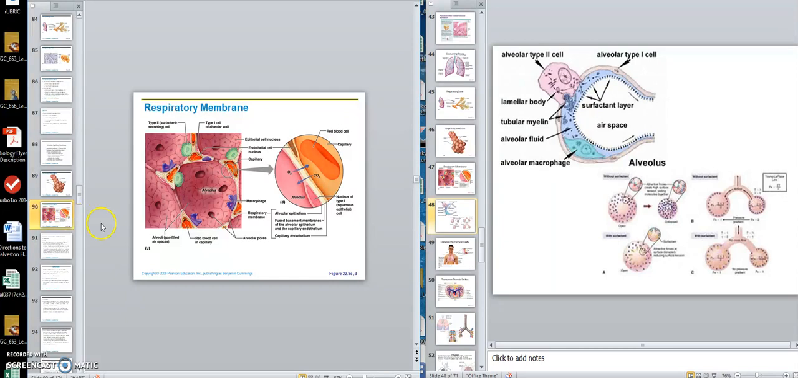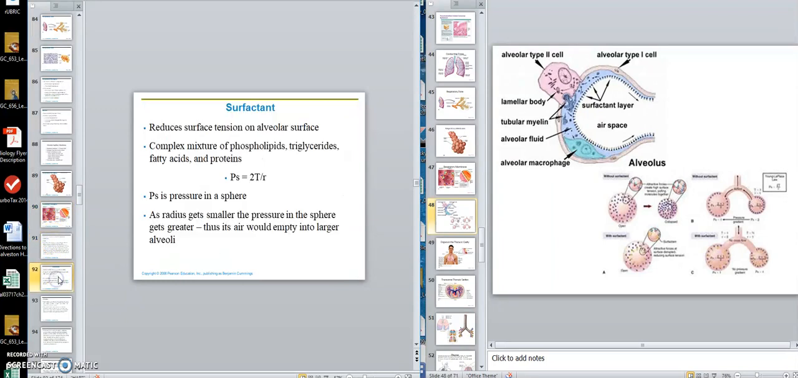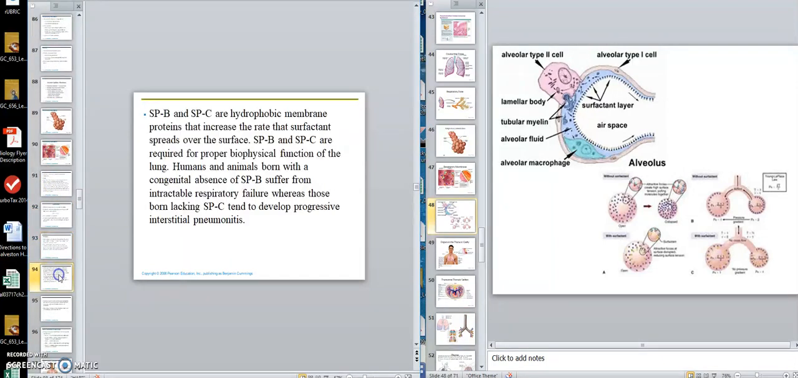Okay? So that's our respiratory membrane. Again, I'm giving you an overview, so read on this. All right, let's see where we go next.